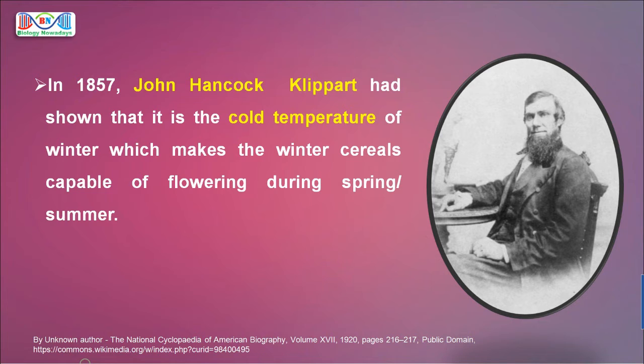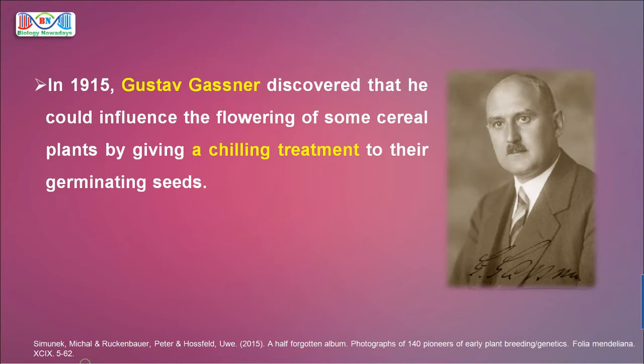An American agriculturist, John Hancock Klippart, in 1857 had shown that it is the cold temperature of winter which makes the winter cereals capable of flowering during spring. So in 1915, Gustav Gassner, a German botanist, did some experiments in connection with Klippart's observation and discovered that he could influence the flowering of some cereal plants by giving a chilling treatment to their germinating seeds.